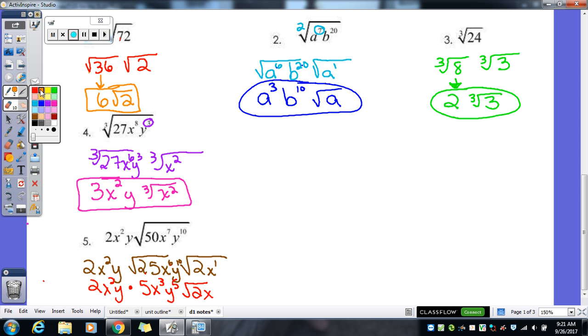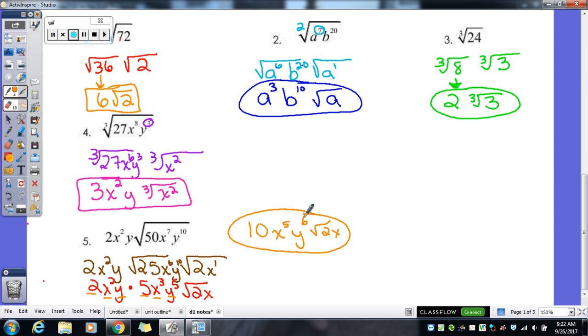So now we need to multiply 5 times 2, 2 times 5 gives us 10. Adding our exponents, so x to the 2nd times x to the 3rd would be x to the 5th. And then y to the 1st times y to the 5th would be y to the 6th. And then we've got our square root of 2x after it.